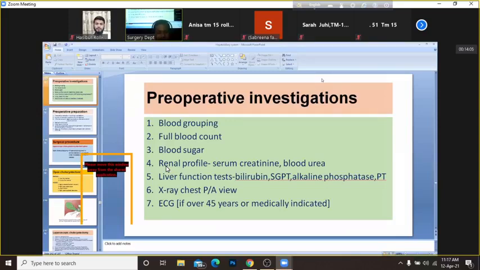That's why routinely it is better to do liver function test like serum bilirubin, SGPT, alkaline phosphatase, prothrombin time. X-ray test to see any changes in the parenchyma of the lung, and ECG, particularly if the patient is aged or has symptoms related to cardiac disease. So these are the routine investigations we have to do before cholecystectomy.